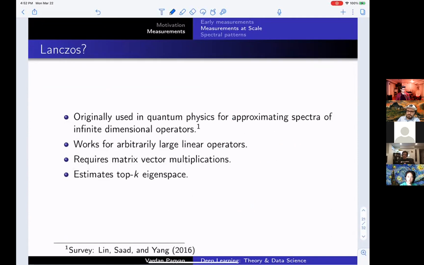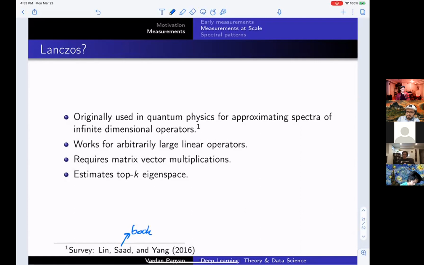So another algorithm is the Lanczos algorithm. Lanczos is a different algorithm that also estimates the top K eigenspace. So the top K eigenvalues, it's just done in a different method. If you want to learn about Lanczos in depth, I would suggest you read a book by Yousef Saad. Yousef Saad is a prominent researcher in numerical analysis who literally wrote a book on, it's not only Lanczos, but Lanczos is a big part of the book.